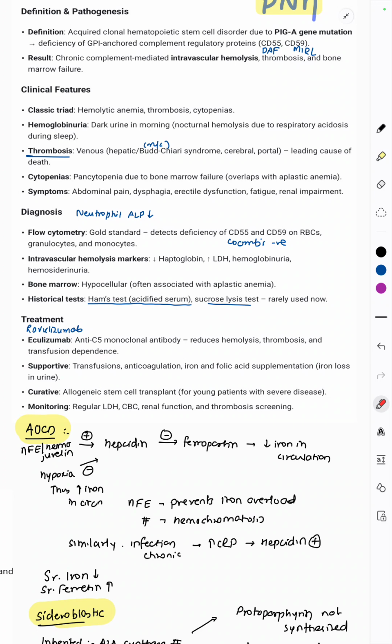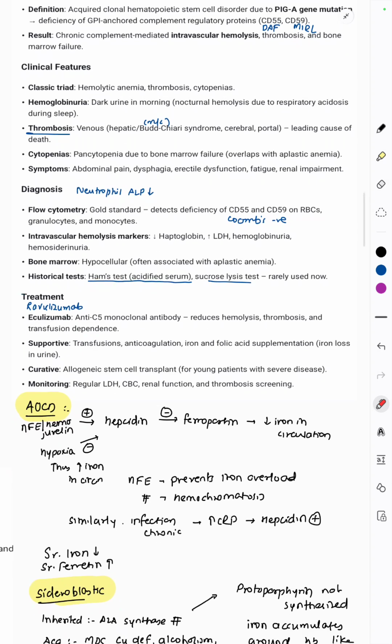Then symptoms: there will be abdominal pain, dysphagia, erectile dysfunction, then fatigue, renal impairment. Diagnosis is made by flow cytometry, which is the gold standard, which will show deficiency of CD55 and CD59. Similarly, the neutrophil alkaline phosphatase levels will be decreased, and intravascular hemolysis markers, that is decreased serum haptoglobin, increased LDH, and increased levels of urobilinogen can be seen. Historical tests that were done for this condition were the Ham's test and the sucrose lysis test.